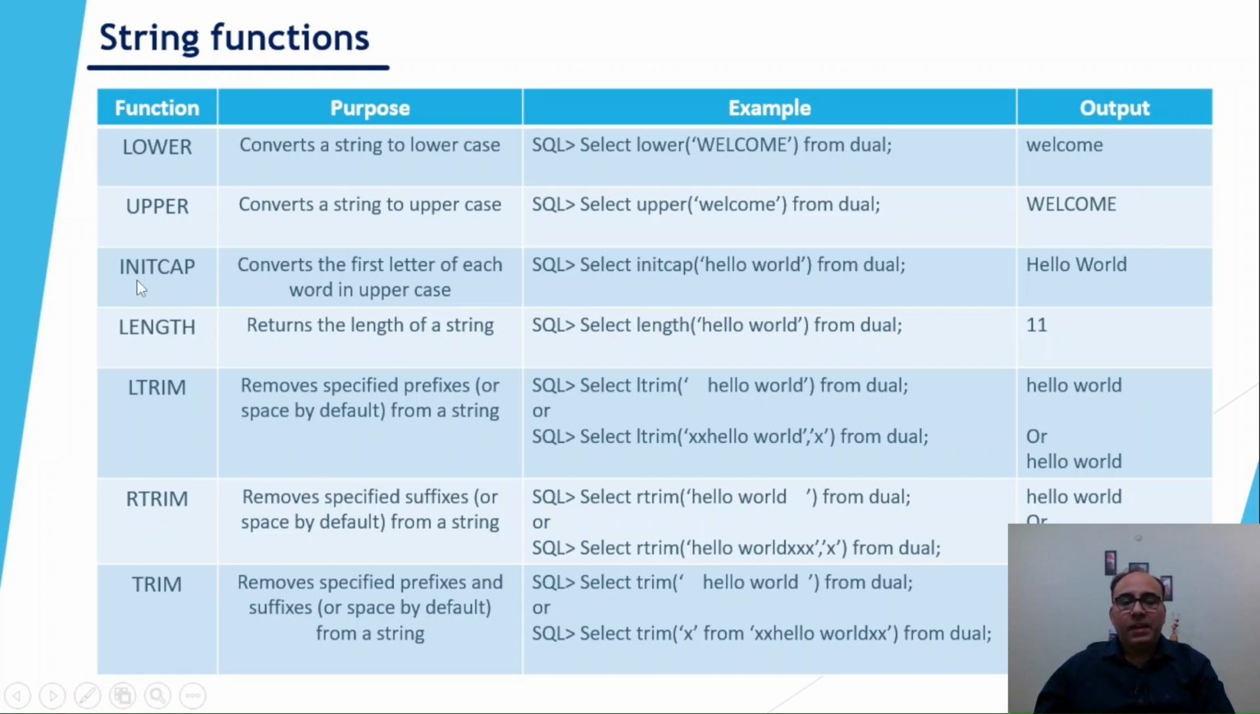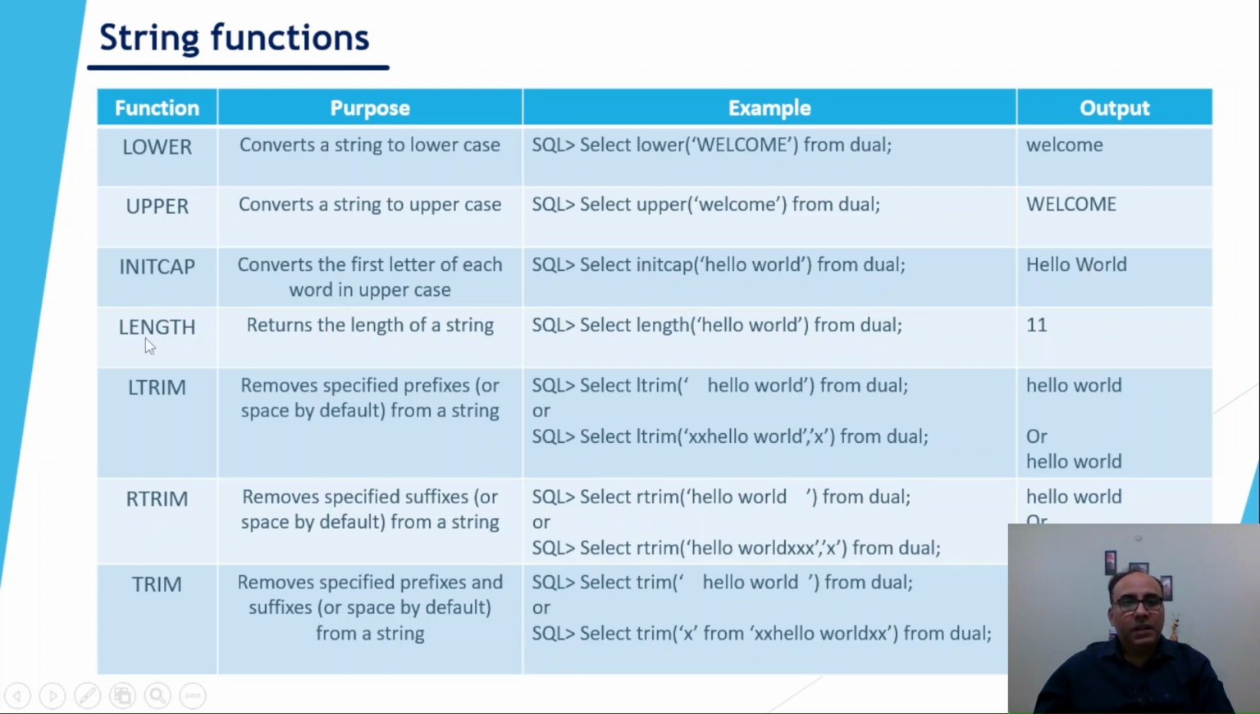Then we have INITCAP. This basically converts the first letter of each word to uppercase. For example, select initcap('hello world') from dual. The outcome will be Hello World, where each and every word's first letter will be in uppercase. So here H is in uppercase and W is in uppercase.